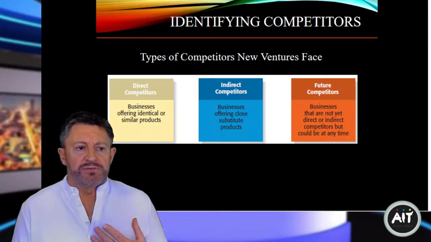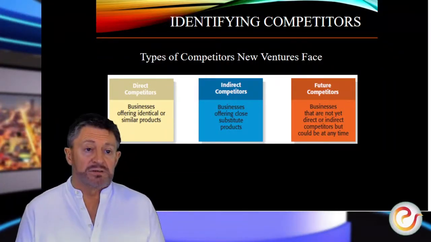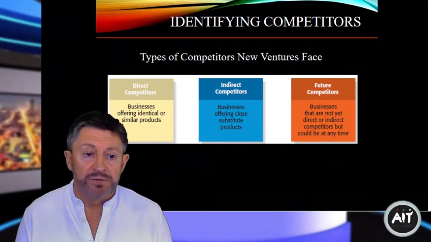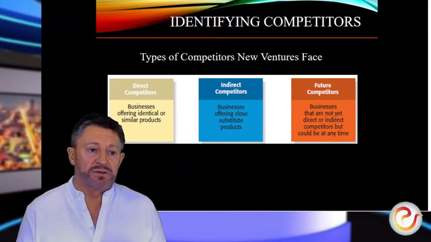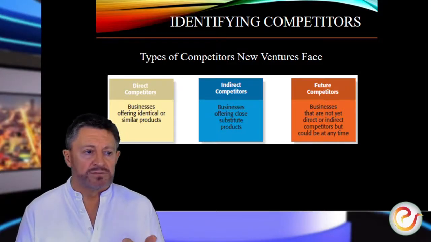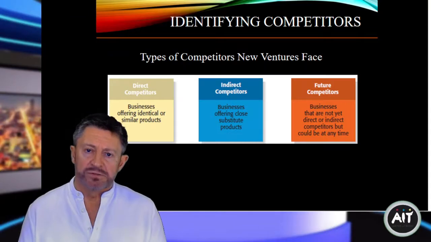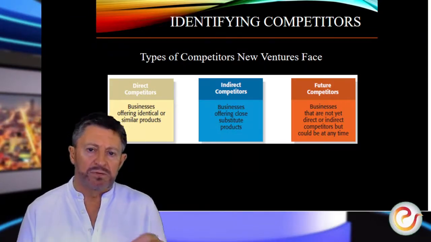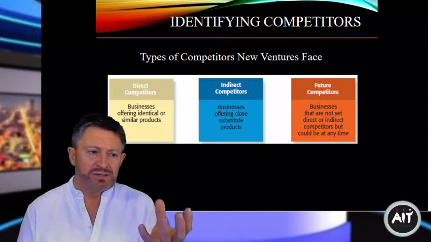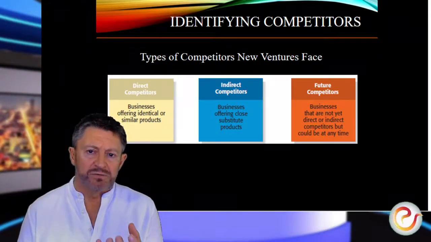Here we have the types of competitors for new ventures: direct competitors, indirect competitors, and future competitors. Indirect are businesses offering close substitutes, and of course the direct ones offer exactly similar products. And then future competitors, and these are the ones you more importantly want to watch out for. You can manage existing competitors and substitutes, but with the future ones, you need to be watching out for what companies come.